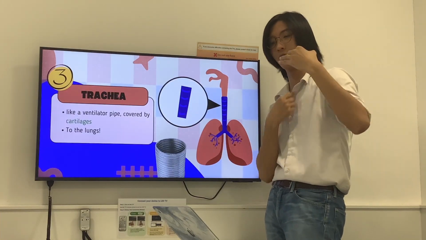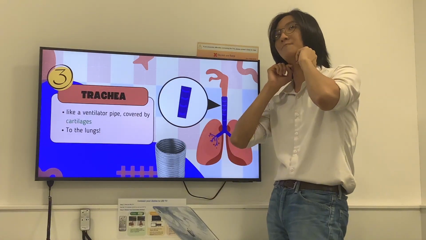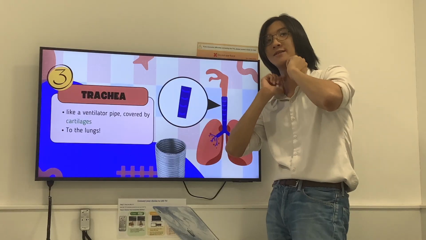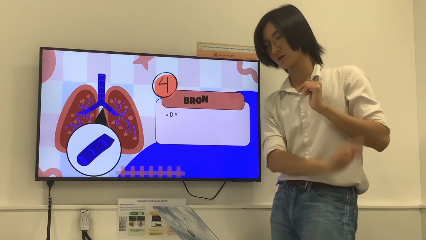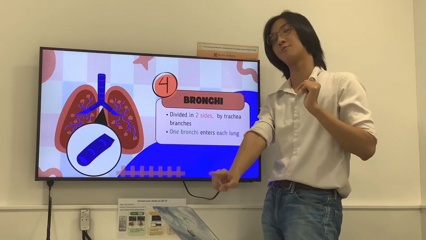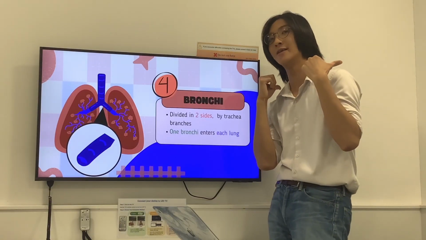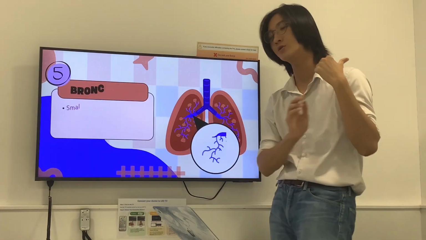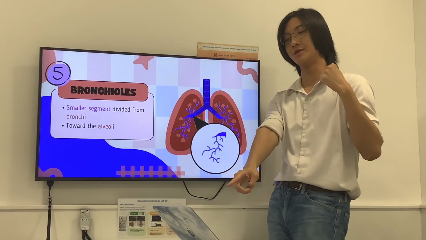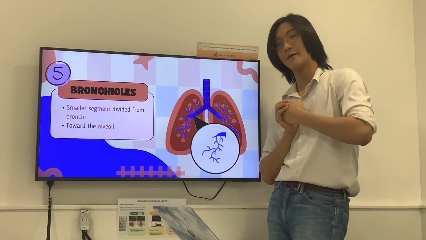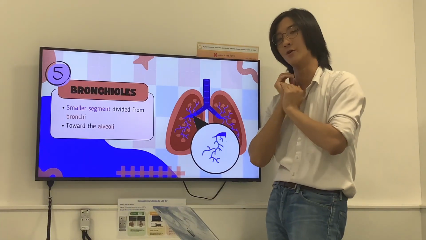The third component is the trachea. The trachea is like a ventilator pipe because it is surrounded by cartilage, and it leads directly to the lung. Next we have the bronchi, which divide into two main parts, one to each lung compartment. When the bronchi narrow down, they get into the bronchioles, which are the components connected to the alveolus.